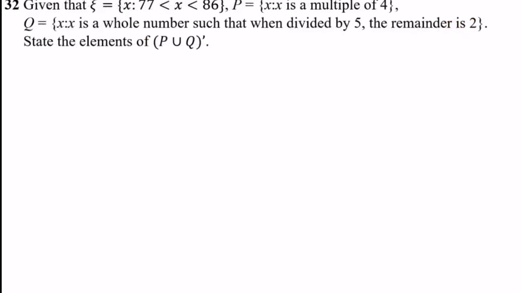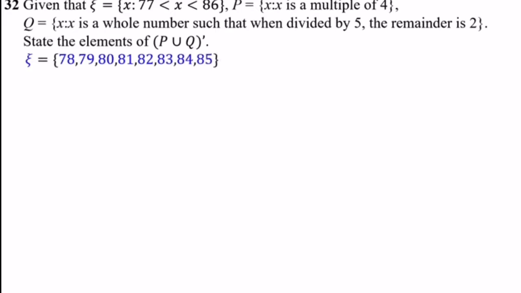Given that the universal set is between 77 and 86, and then the set P is actually multiples of 4. Your multiples of 4 must be from the universal set. Now let's list out the universal set. We have 77 onwards, not inclusive of 77, so we have to start from 78, 79. It's better for you to list out all, easy. 80, 81, 82, 83, 84, 85.